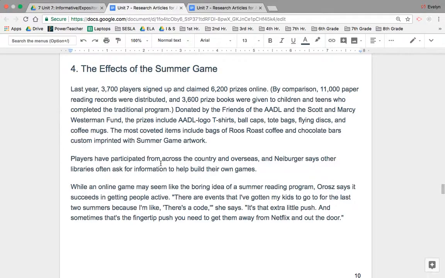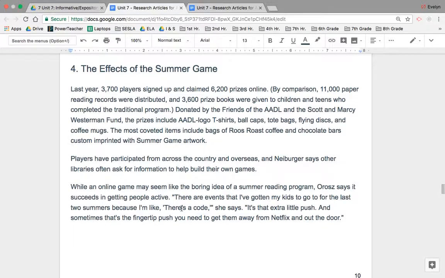Players have often participated from across the country and overseas, and Neil Bird says other libraries often ask for information to help build their own games. While an online game may seem like a boring idea of a summer reading program, Osrose says it succeeds in getting people active. "There are events that I've gotten my kids to go to for the last 2 summers because I'm like, there's a code," she says. "It's that extra little push. And sometimes that's the fingertip push you need to get them away from Netflix and off the couch."